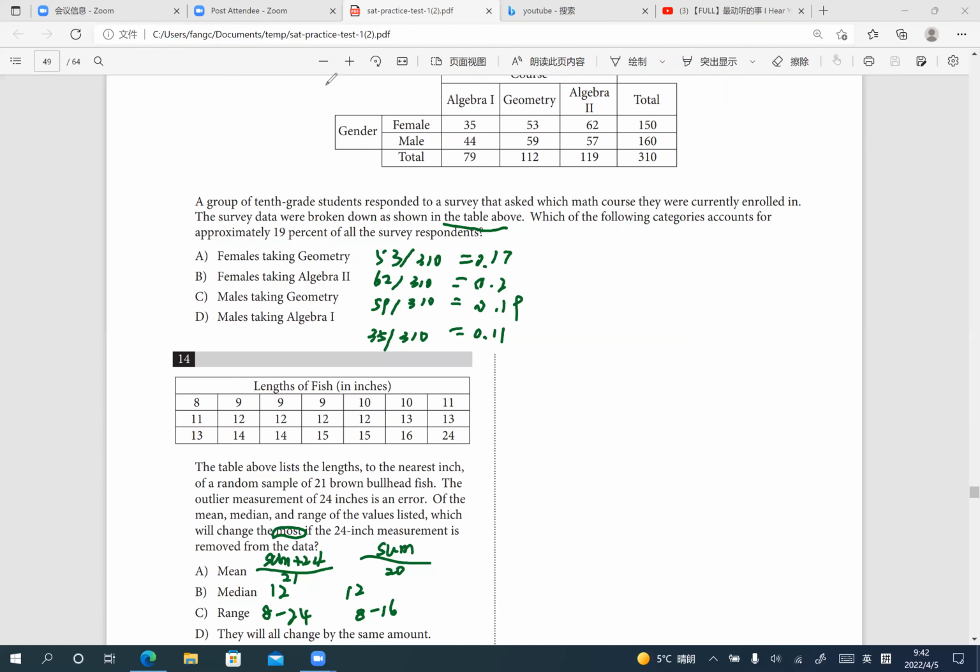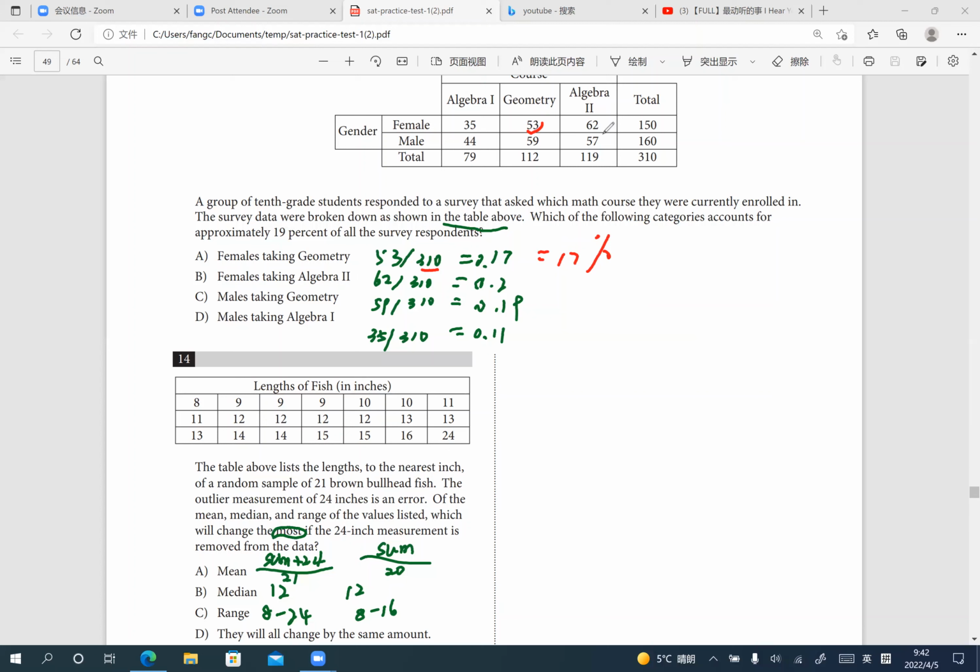From the table above, females taking geometry is 53. So 53 divided by the total number of students, 310, gives a percentage of 0.17, which is 17%. Option B, females taking algebra 2.